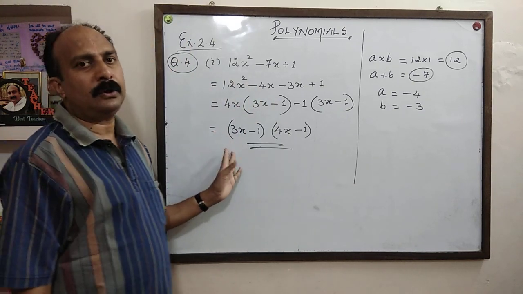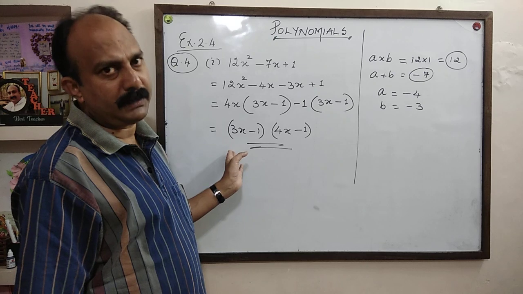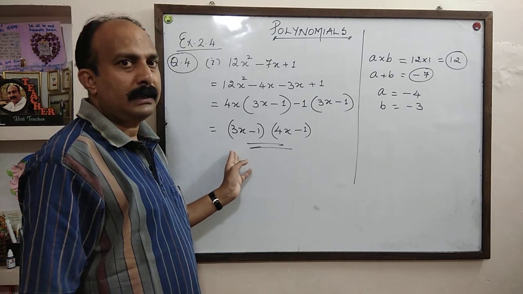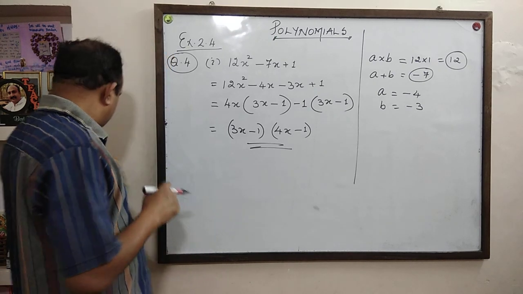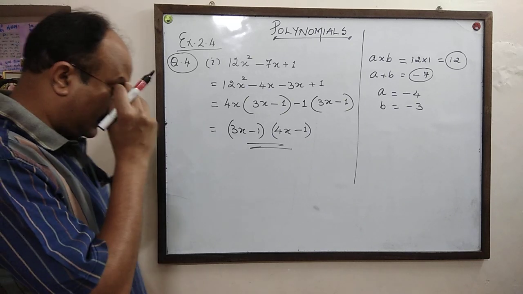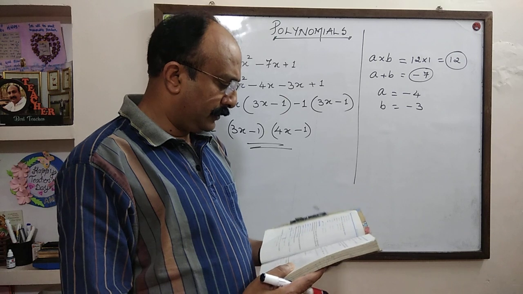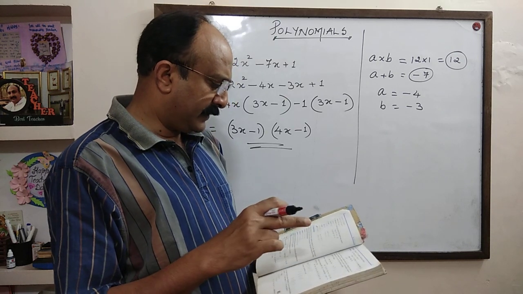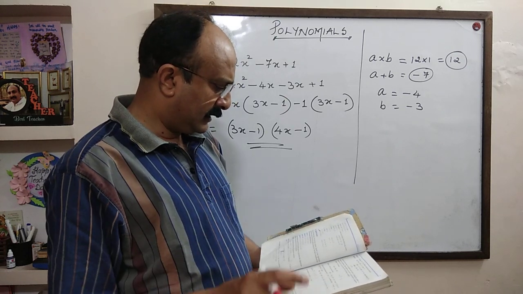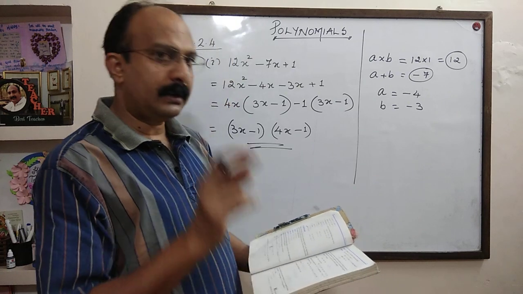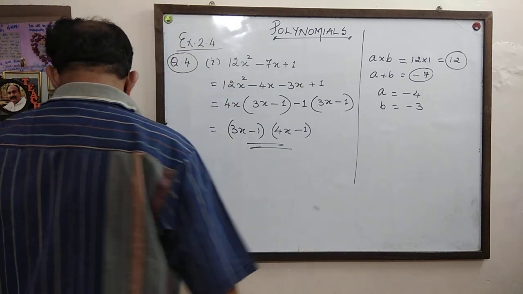So this is what is called the splitting the middle term method. I hope you understood. Now let me do one more question. The second one is easy, the third is also easy. Okay, let me do the last question, the fourth one.